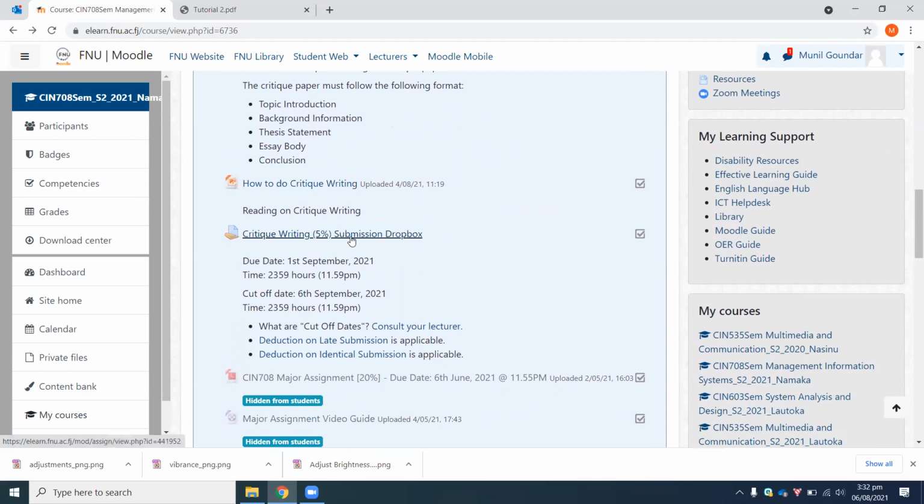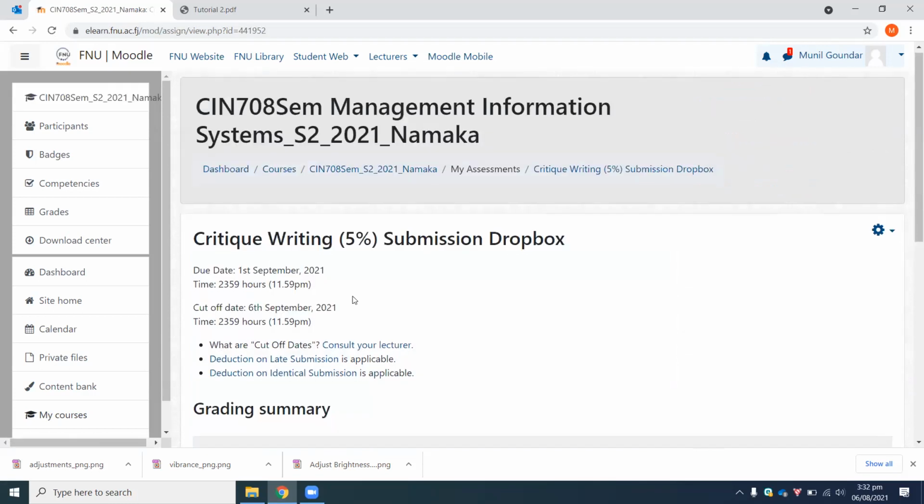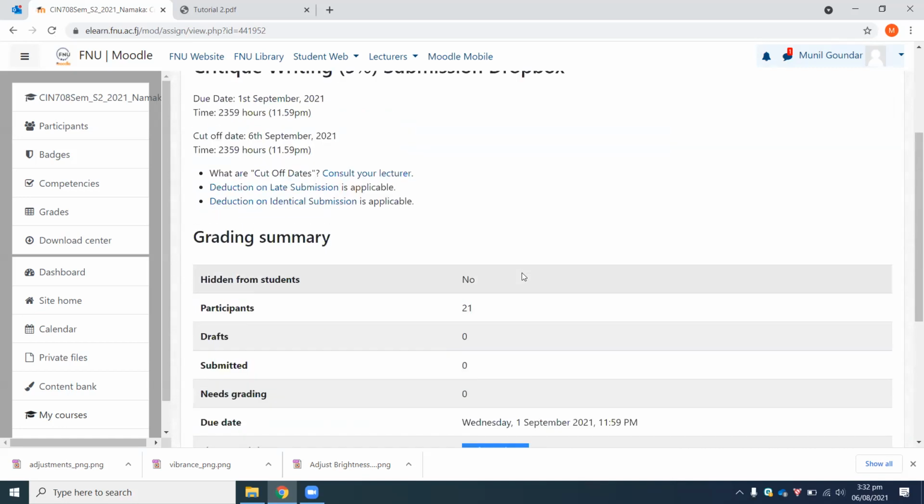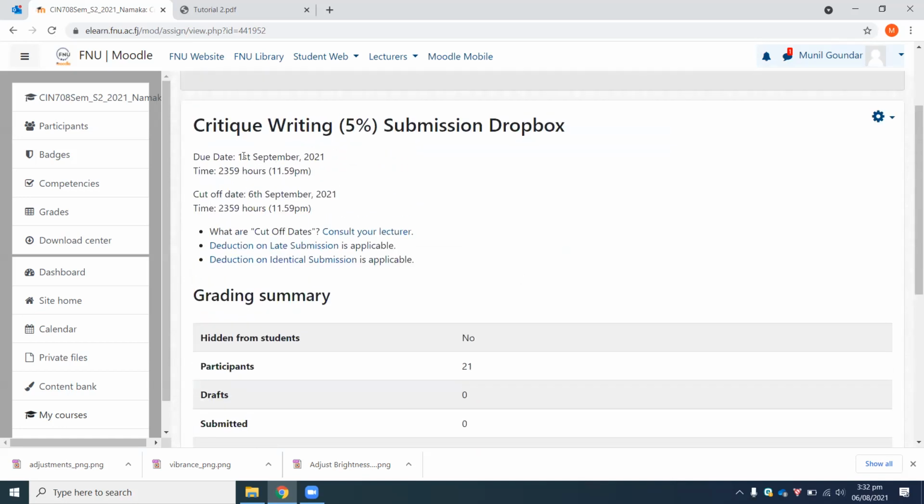And this is your submission Dropbox. Now, your submission Dropbox, okay, so there are 21 of you altogether, okay, you still have 26 days and 8 hours to do your assessment. Now, here's the thing, the due date is the 1st of September and the time is 11:59 p.m. Now, you have a cutoff date as well.